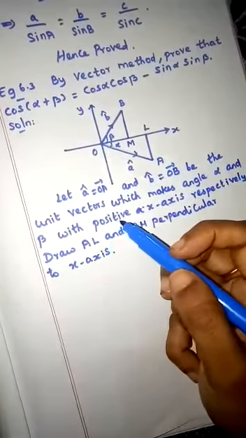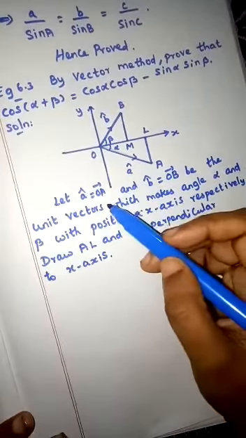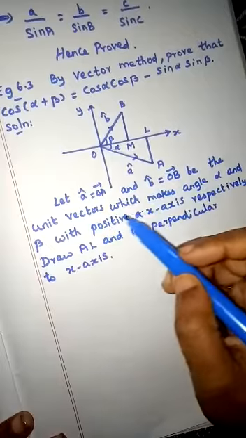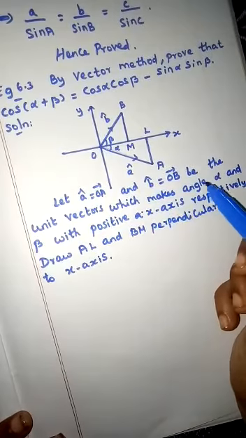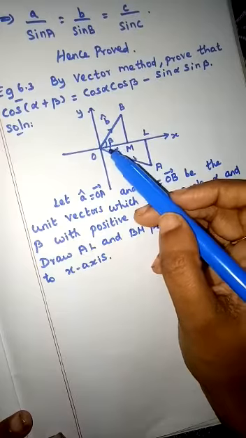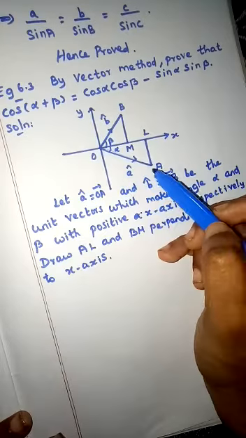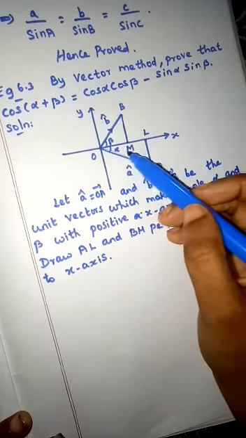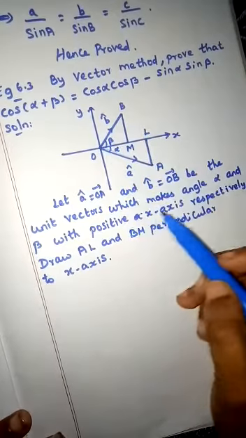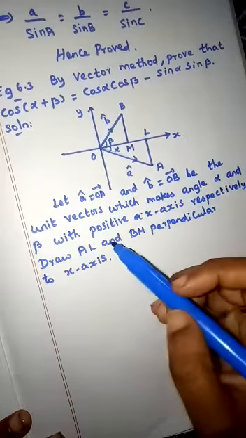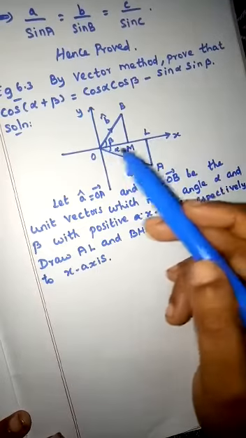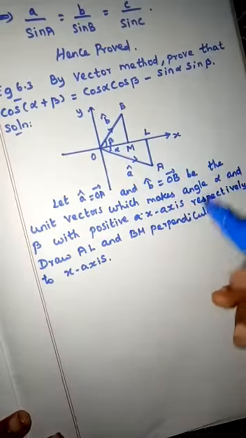So listen, already I said take this OA vector as A cap, OB vector as B cap, and these two are unit vectors which make angle alpha with the x-axis. You see here the angle between this x-axis and this OA vector is alpha. Same way the angle between x-axis and OB vector is beta. That only we have written here, which make angle alpha and beta with the positive x-axis. Positive x-axis means this side, where the x-axis is positive.